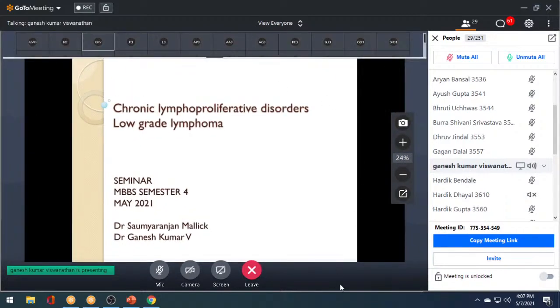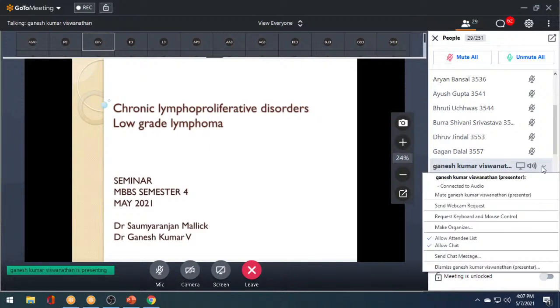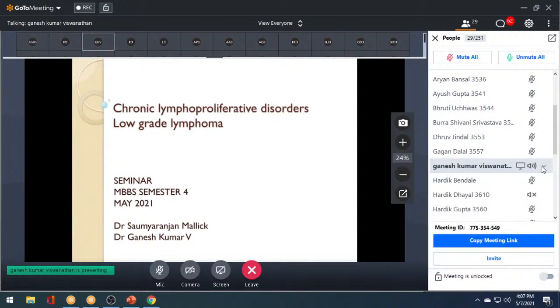Thank you, Dr. Samiranjan. Dr. Samiranjan talked about the lymph node architecture. What are the normal cells which are present in the lymph node? What are the structures in the lymph node? And he talked about the difference between leukemia and lymphoma, and also what are the lymphomas which can arise based on the specific architecture of the lymph node.